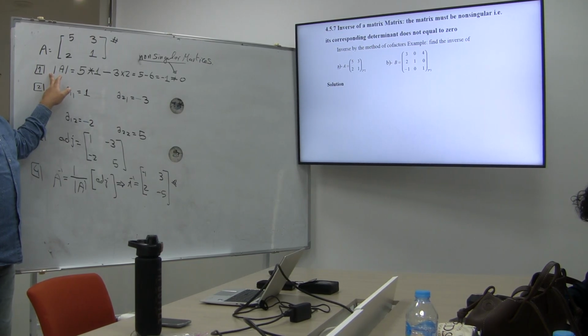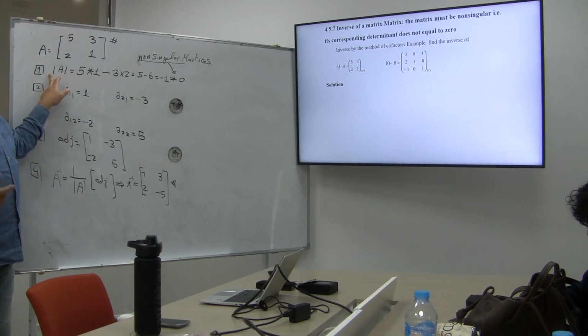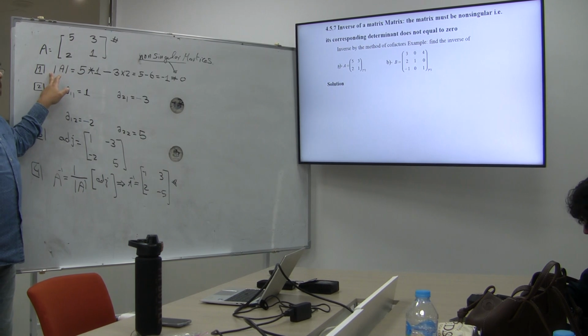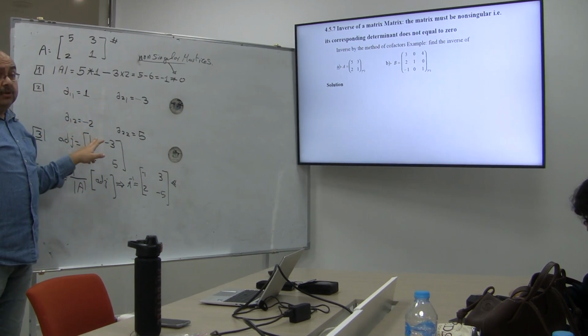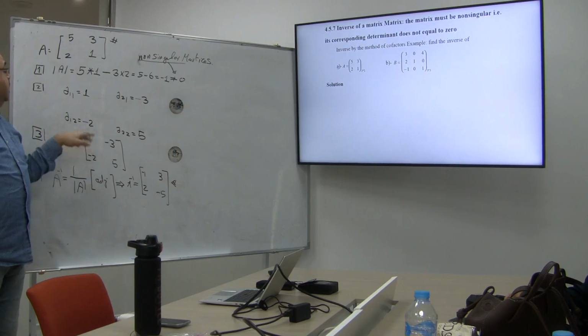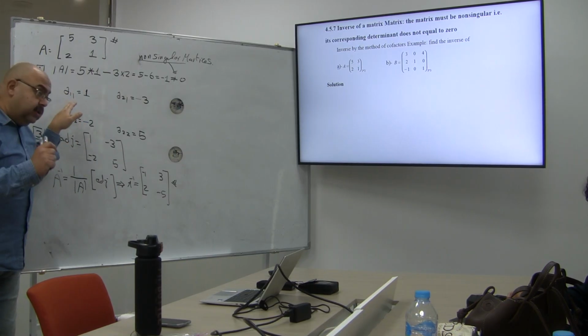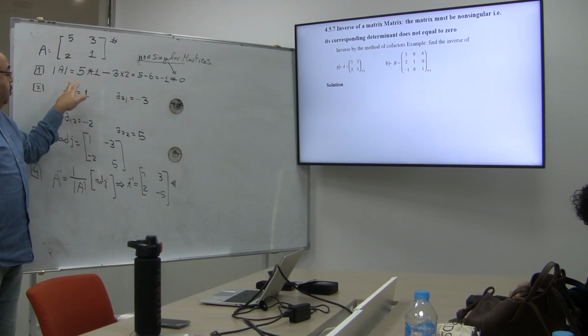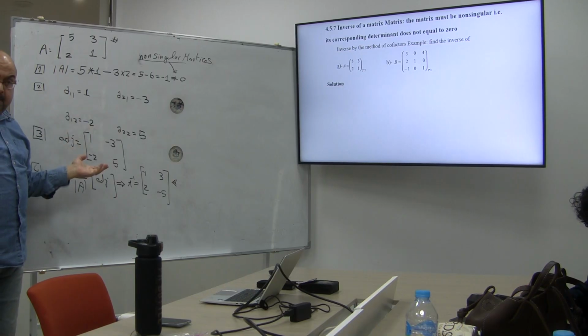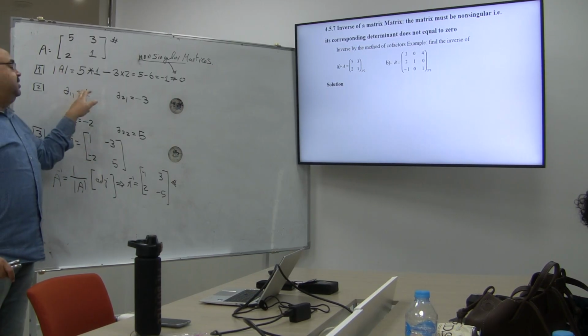If it doesn't equal to 0, it's called the non-singular matrix. So I can get its inverse. The second step, I will start writing the cofactors. How to get the cofactors? Start identifying for each element, eliminating the row and column, and write the remaining number. Don't forget to put the sign rule.